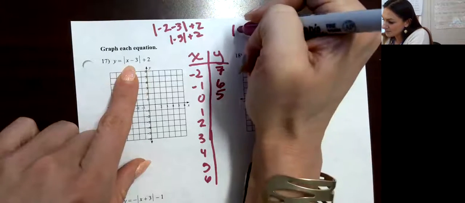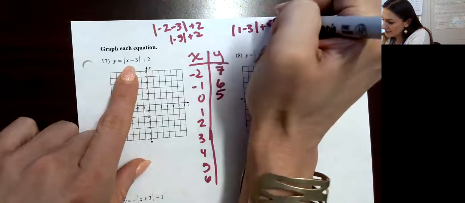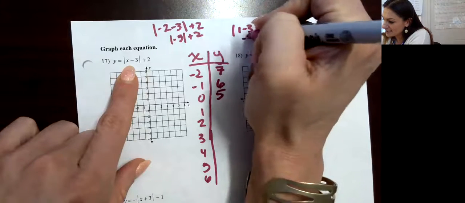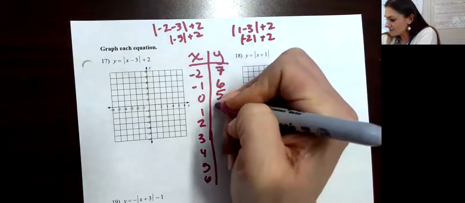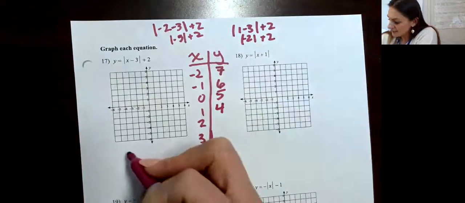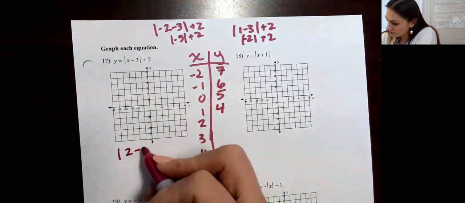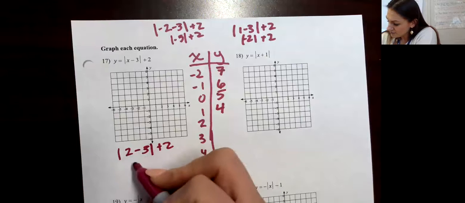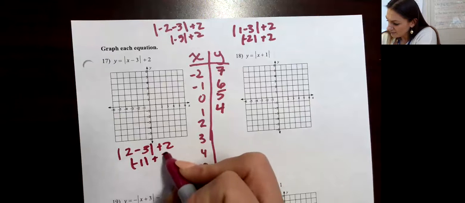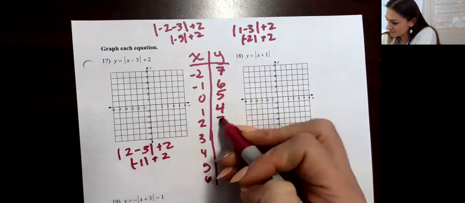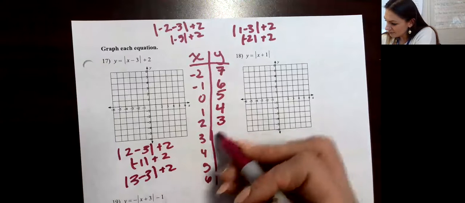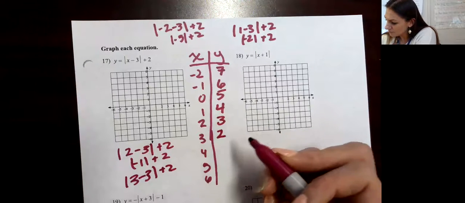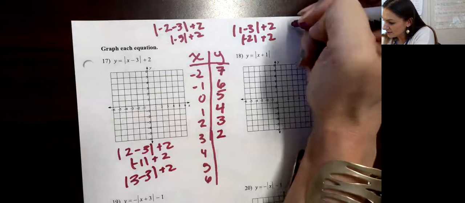1 minus 3 is -2. Absolute value of -2 is 2, plus 2 is 4. And then I can continue on. 2 minus 3 is -1, absolute value is 1, plus 2 is 3. 3 minus 3 is 0, plus 2, that would be 2. Then we can move on to 4.